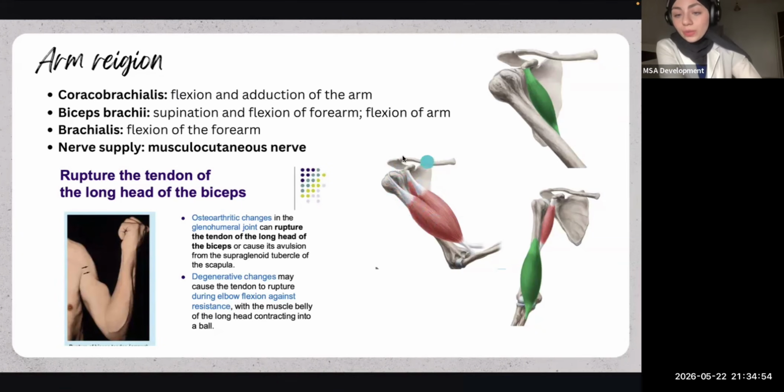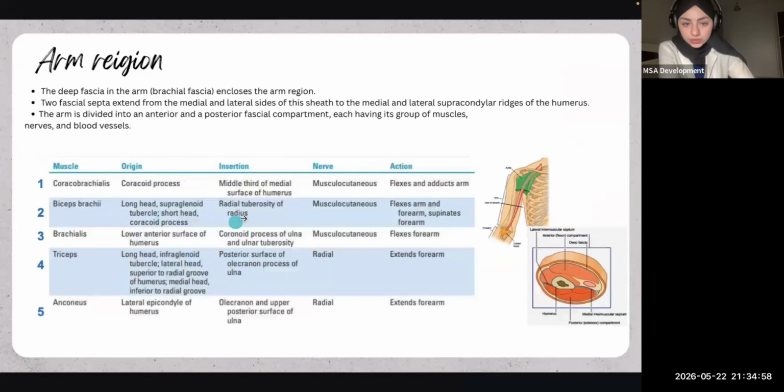But anyways, they're going to go and attach where? At the, I believe, radial tuberosity. Yes, exactly, radial tuberosity. So they're going to go all the way from the shoulder and then all the way travel to the radial tuberosity, or basically the lateral side of the arm. So when they're flexing, they're crossing the elbow joint, which means that they will flex the forearm and supinate the forearm, okay? Fine.